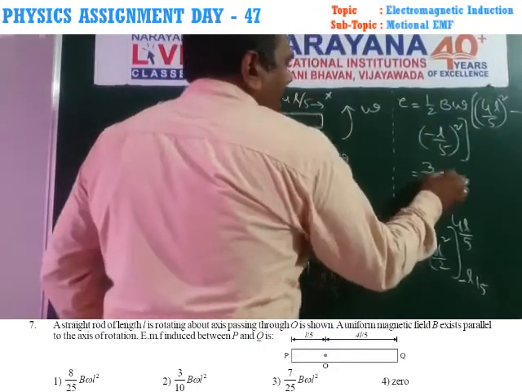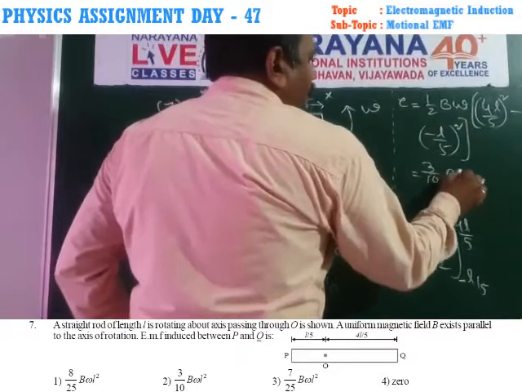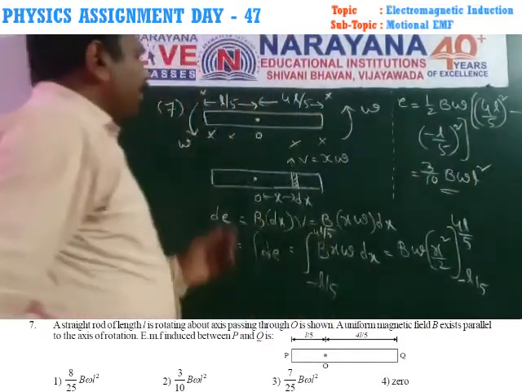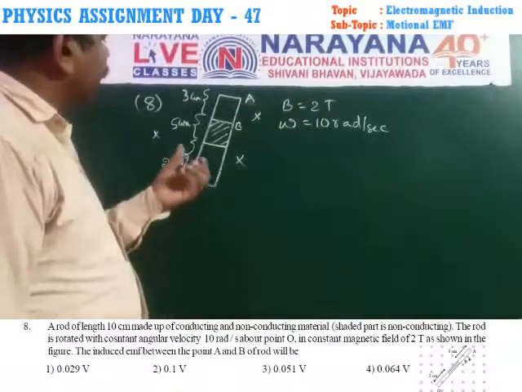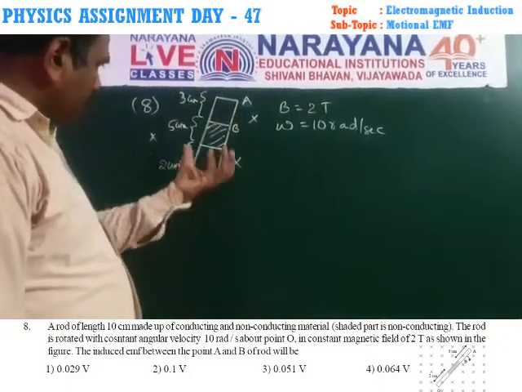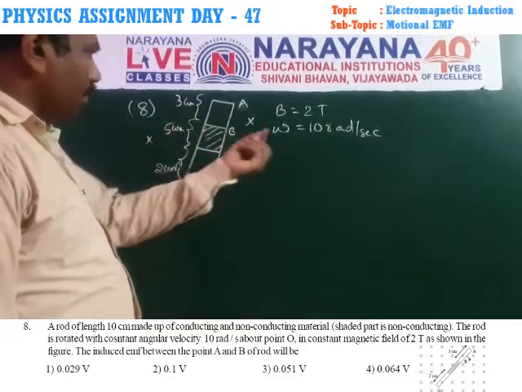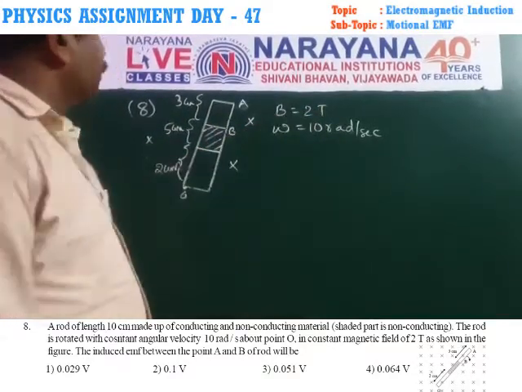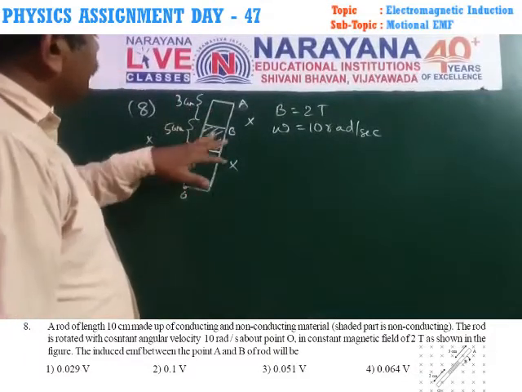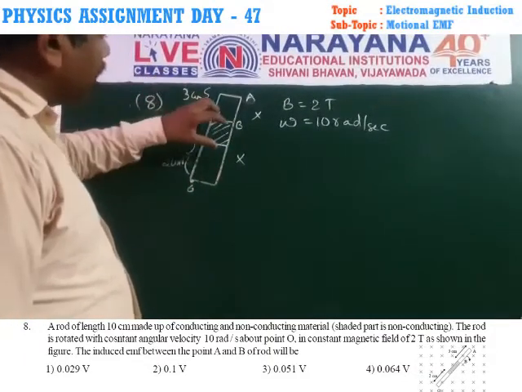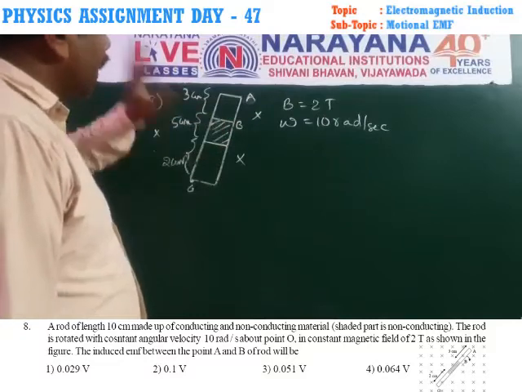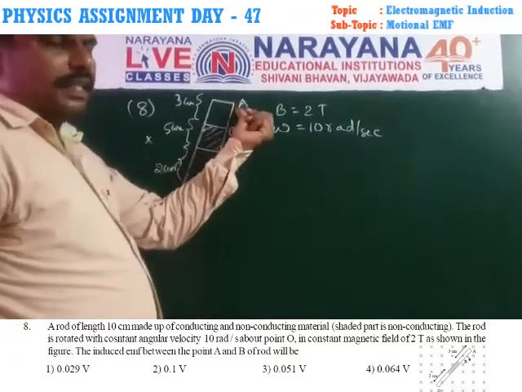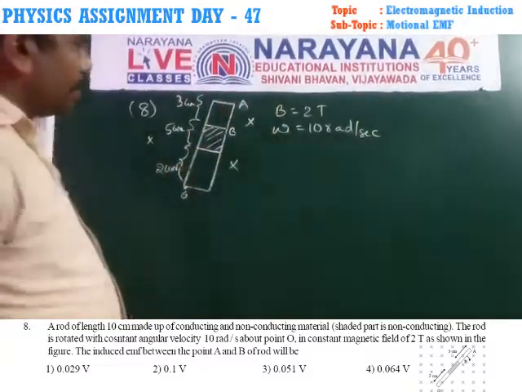Total you get 3 by 10 B omega L square. This is the EMF across the ends. In the 8th sum, a straight conductor is rotating with angular velocity omega, 10 radian per second, in a magnetic field B equal to 10 Tesla, like that. The shaded part is 5 centimeters, which is non-conducting, but the other is conducting. We have to find the potential difference, the EMF across points A and B.